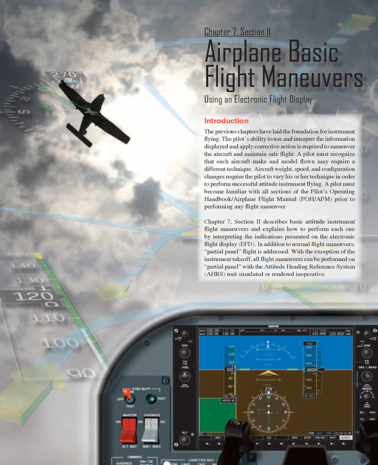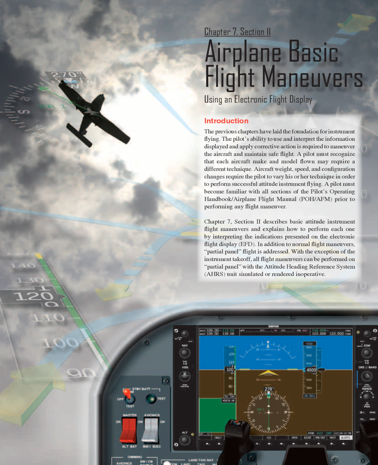Chapter 7, Section 2: Airplane Basic Flight Maneuvers Using an Electronic Flight Display. Introduction. The previous chapters have laid the foundation for instrument flying. The pilot's ability to use and interpret the information displayed and apply corrective action is required to maneuver the aircraft and maintain safe flight. A pilot must recognize that each aircraft make and model flown may require a different technique.